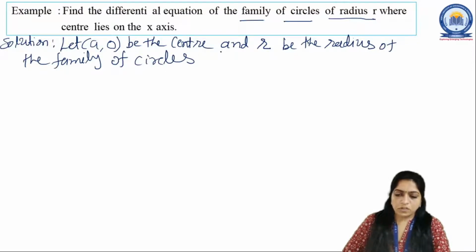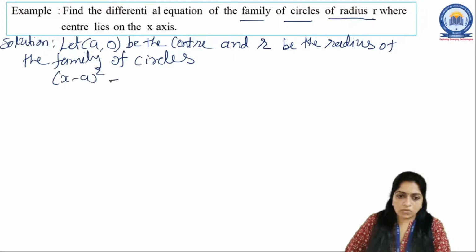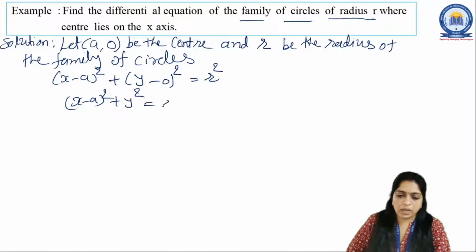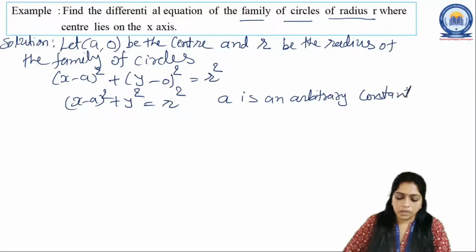The equation of the family of circles is (x minus a) whole square plus (y minus 0) whole square is equal to r square. After simplification, (x minus a) whole square plus y square is equal to r square, where a is any constant. Here a is an arbitrary constant, right?